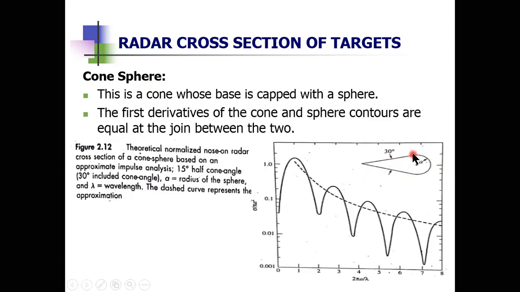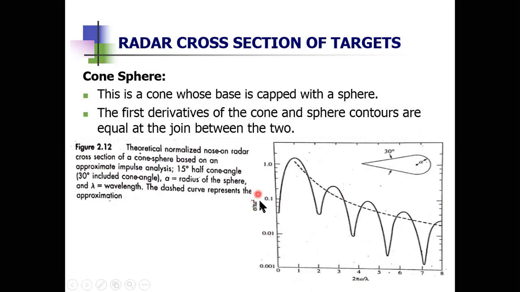Now, when we take the first derivatives of the cone and sphere contours at this joining point, they are equal at the joint between them. In the sphere, we didn't have a graph like this; we had three regions.